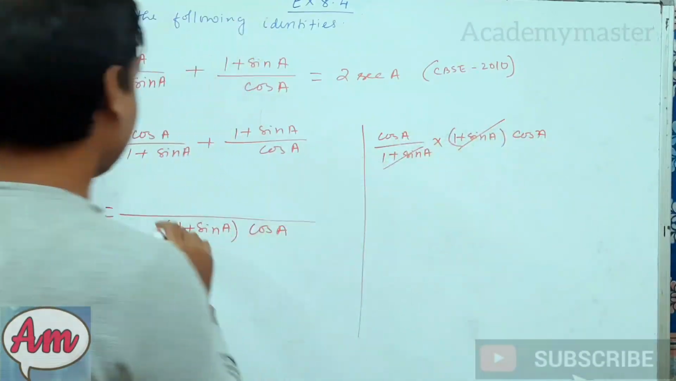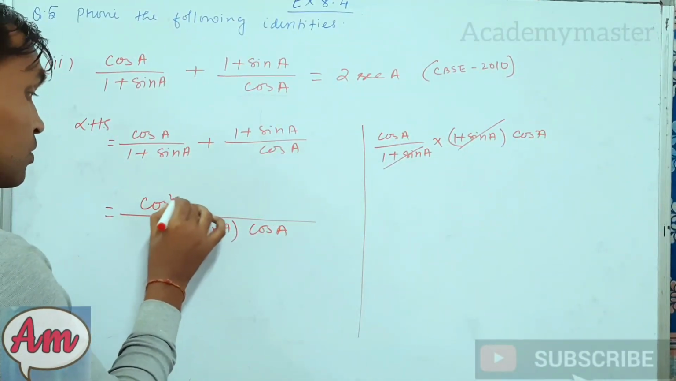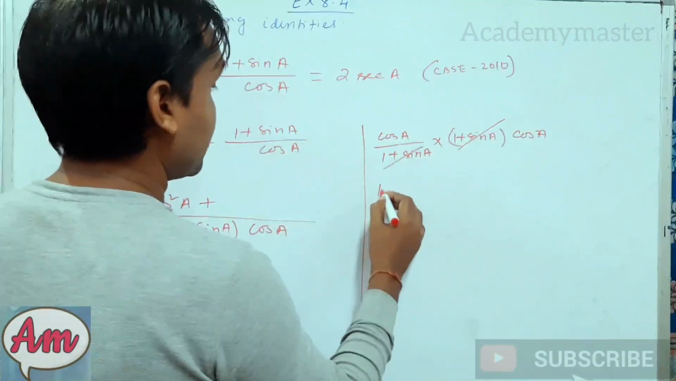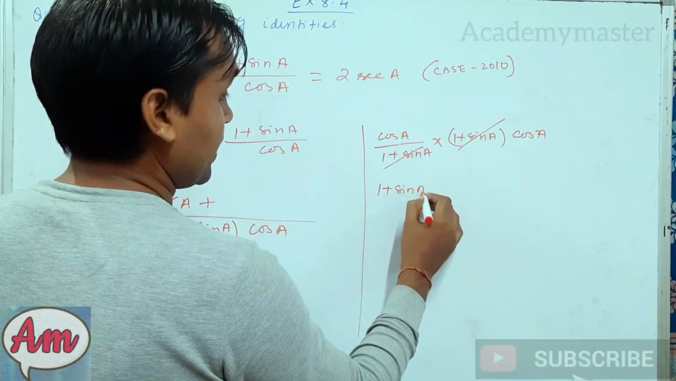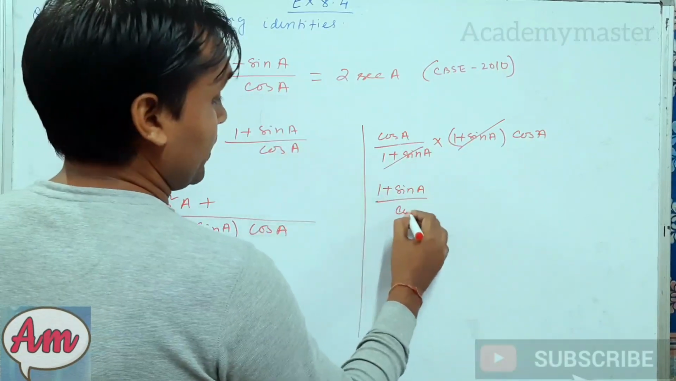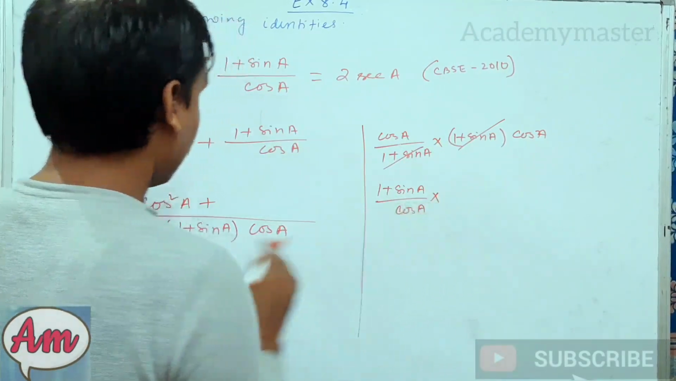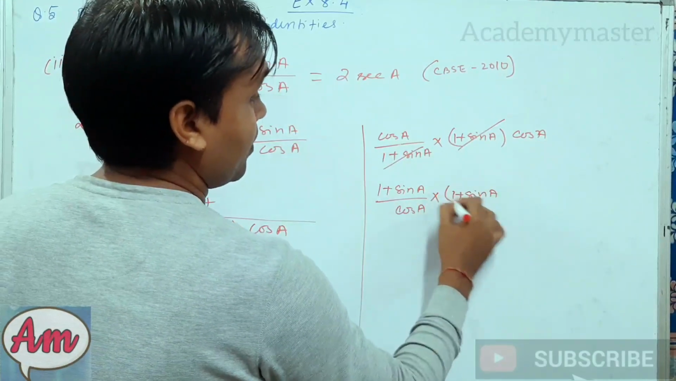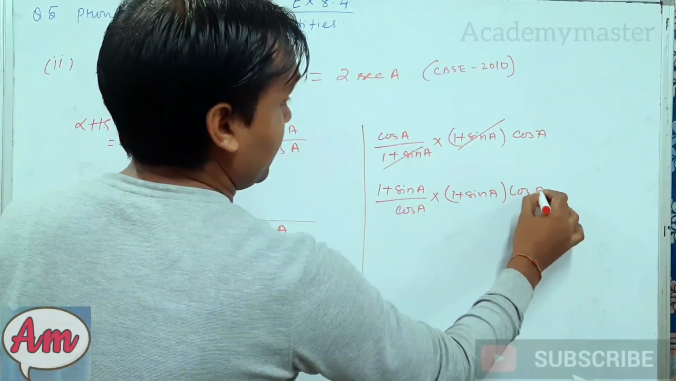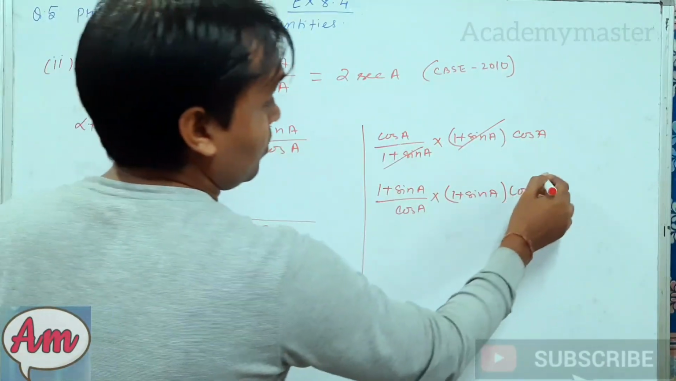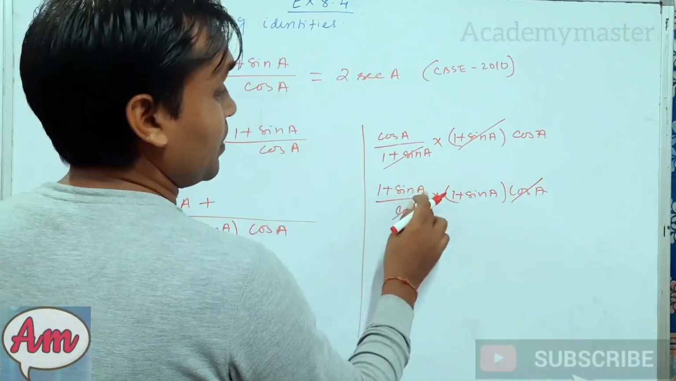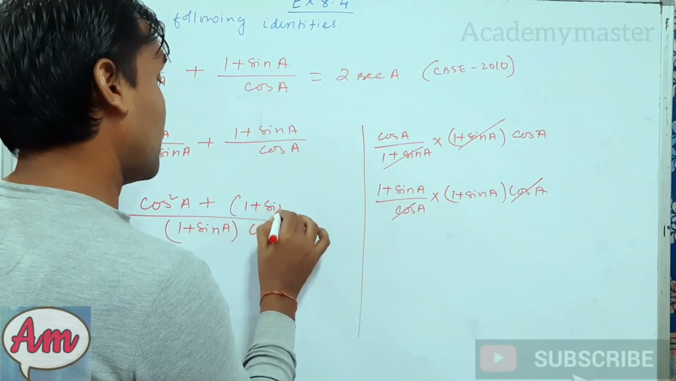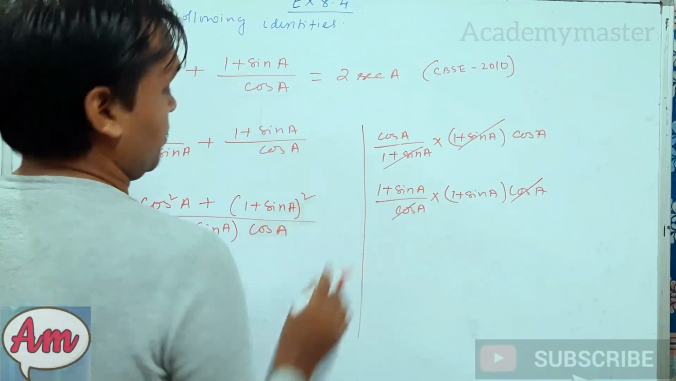Cos A into cos A, so it will become cos square A plus. Similarly, again, whatever the fraction is given here, 1 by 1 plus sine A by cos A. And what is our LCM? Our LCM is 1 plus sine A into cos A. Our denominator is cos A, this one also cos, cancel. So what is left? 1 plus sine A, 1 plus sine A. So 1 plus sine A into 1 plus sine A will become 1 plus sine A the whole square.